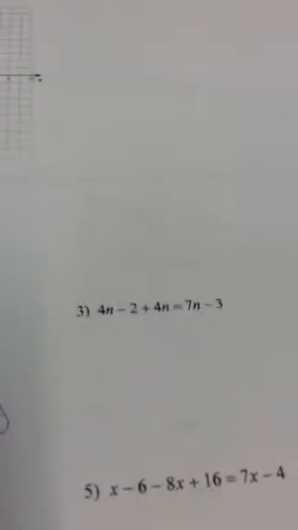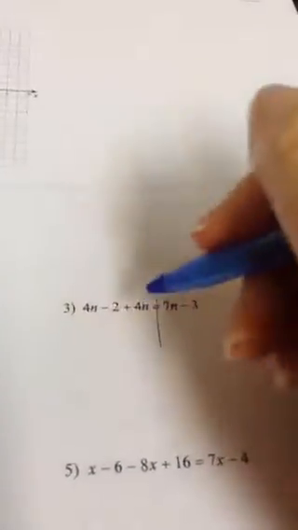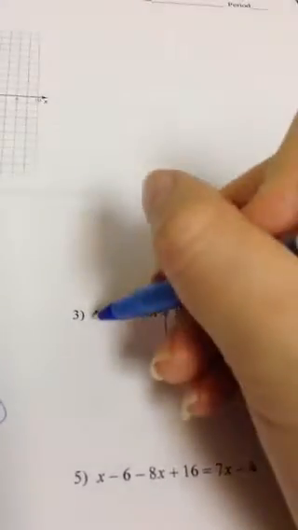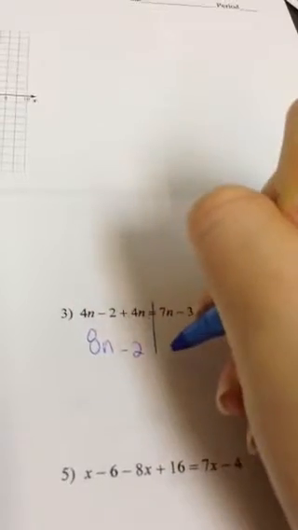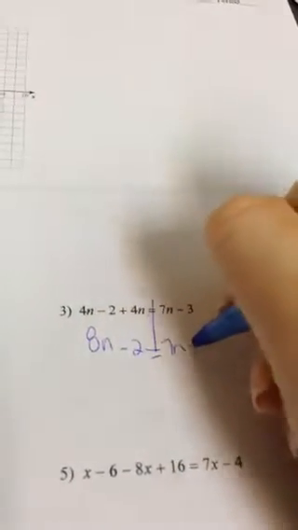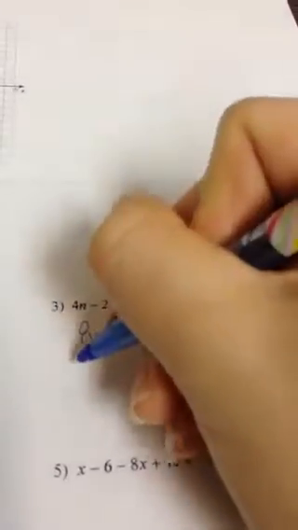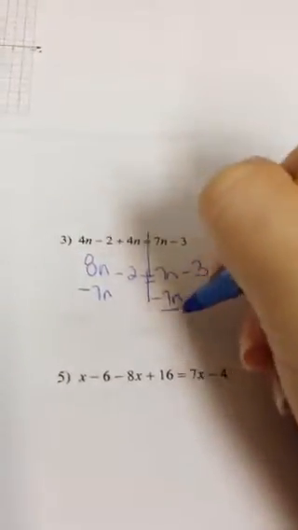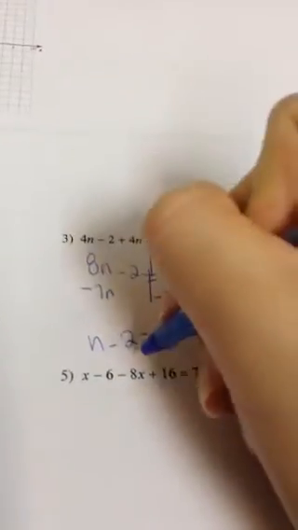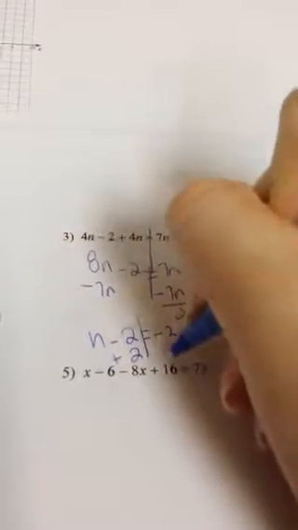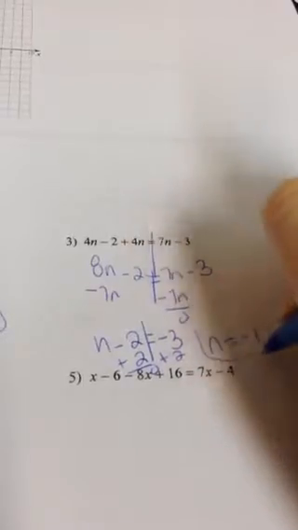Let's go ahead and look at number 3. So again, I don't have any parentheses, but I do have some like terms. 4n plus 4n is 8n minus 2 equals 7n minus 3. I'm going to move my variable to one side. Negative 3 equals n minus 2. And then I add 2 to both sides, and n equals negative 1.